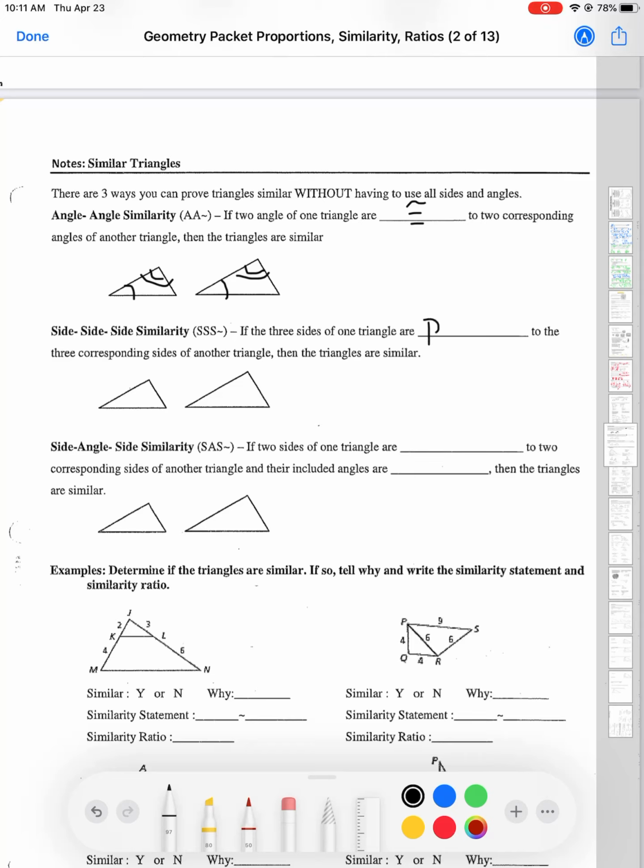Okay, so side similarity. If the 3 sides of one triangle are proportional. So say this one's 2, this one's 3, and this one's 5. And then this one would be 4, this one would be 6, and this one would be 10. We know enough.